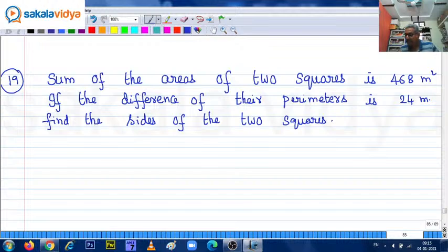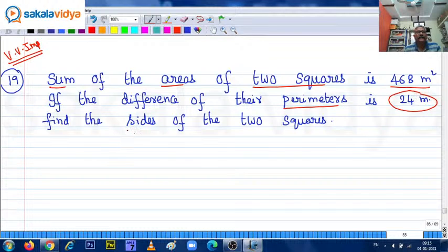This is the question. This problem is a very, very important problem. It may be given for Andhra Pradesh and Telangana for 4 marks. This question is even important for CBSE too. The sum of the areas of two different squares is 468 meters square. The difference of their perimeters is 24 meters. Then the sides of the two squares we need to find out.